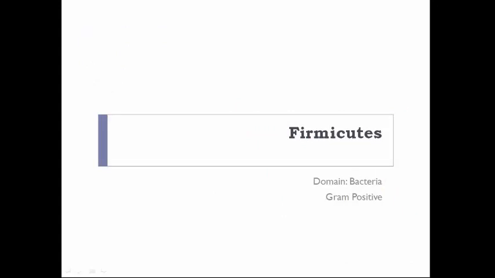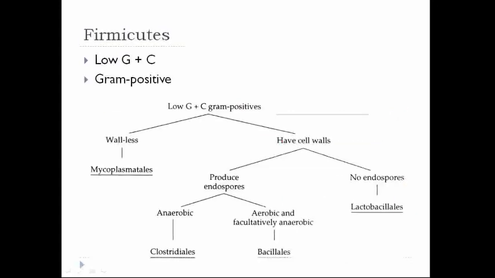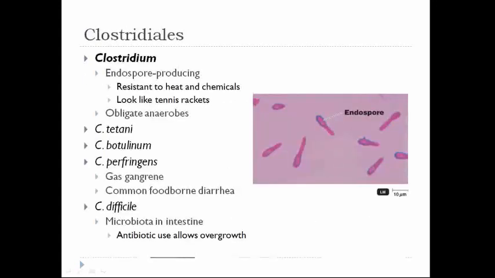Now, the firmicutes are gram-positive bacteria. They have low GC, and there's a couple things that are interesting about this group. The first one in this group to talk about is Clostridium. Clostridium is an endospore-producing organism, and you, of course, probably know of it as botulism. So Clostridiums are resistant to heat and chemicals, and they look like tennis rackets. They are obligate anaerobes, and botulism being a very important one. Of course, tetanus. Many of you have had your tetanus shot. It is also a Clostridium.